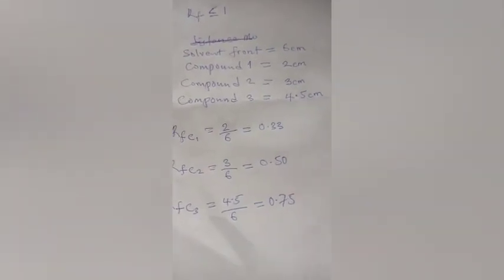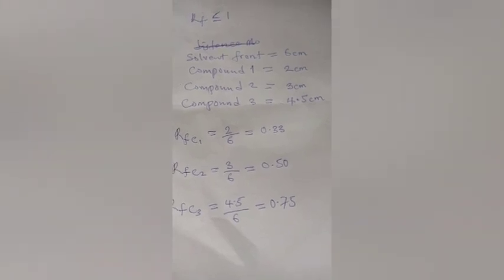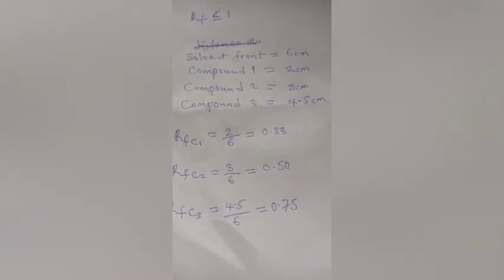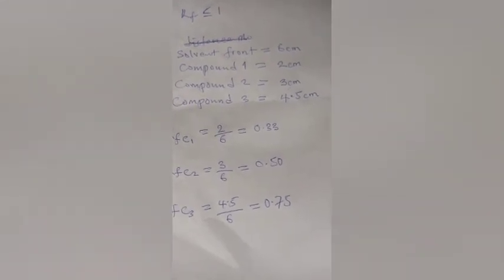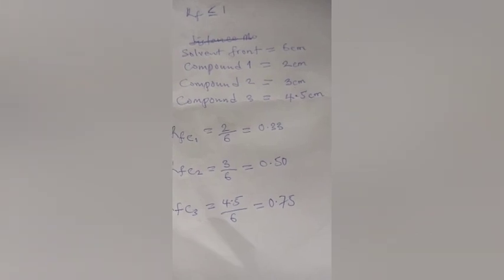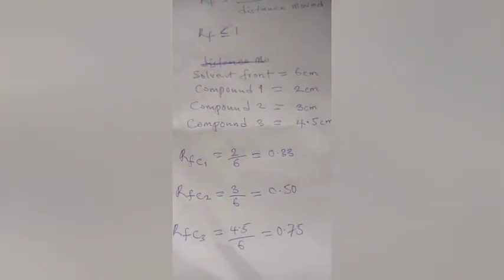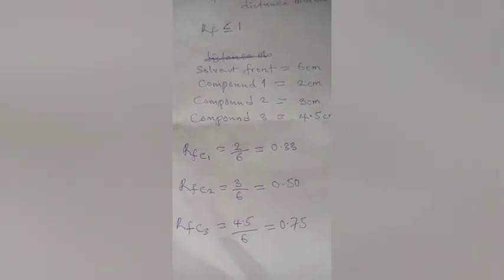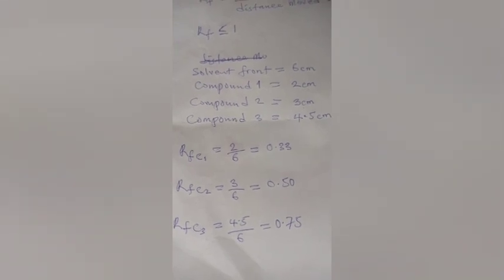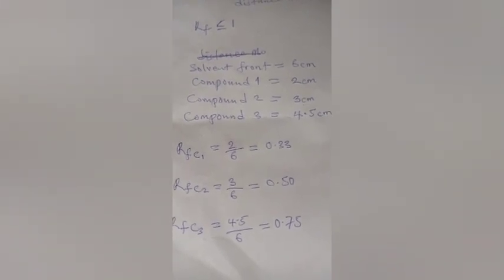In such case, after taking note of that, you need to calculate the RF value of each of the compounds as being separated as different colors. Now take note, RF value is always equals to or less than 1. It means its highest RF value is 1 or is less than 1, which must be 0 point something.